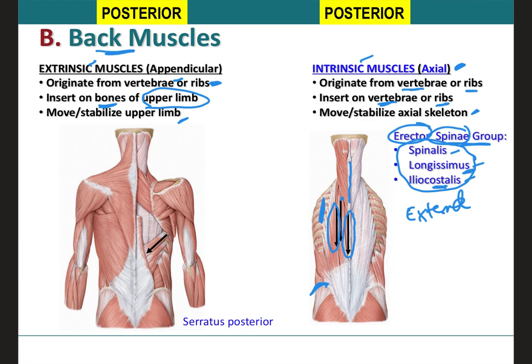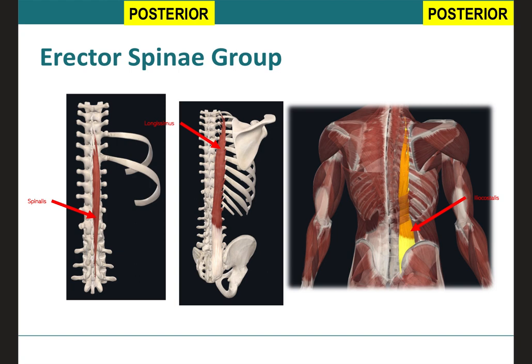Another muscle that we can talk about is the serratus posterior, which is going to enlarge the thoracic cavity, and also it will function to elevate the ribs, so it will help with respiration as well, in addition to stabilizing the axial skeleton. And because it originates on the vertebral column and it inserts on the ribs, it will pull in this direction. Here I have dissected all three muscles of the erector spinae group.